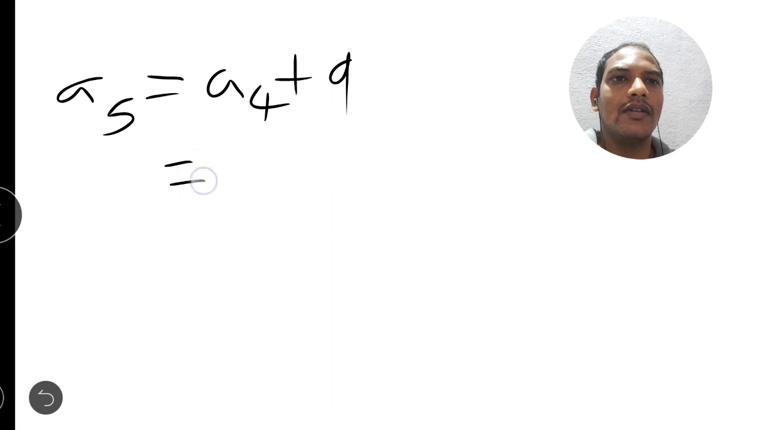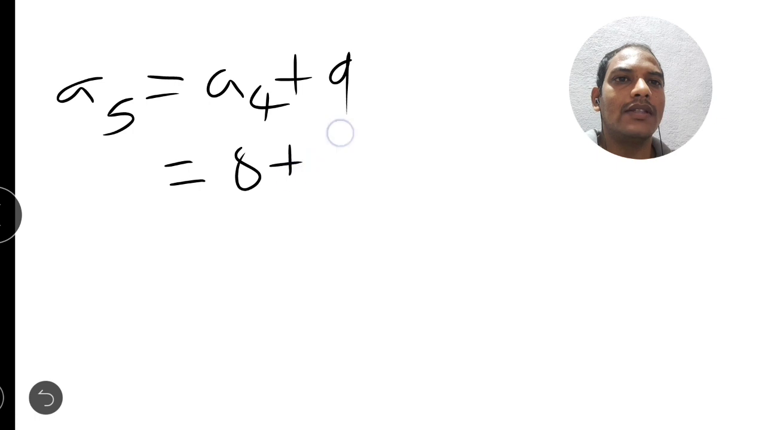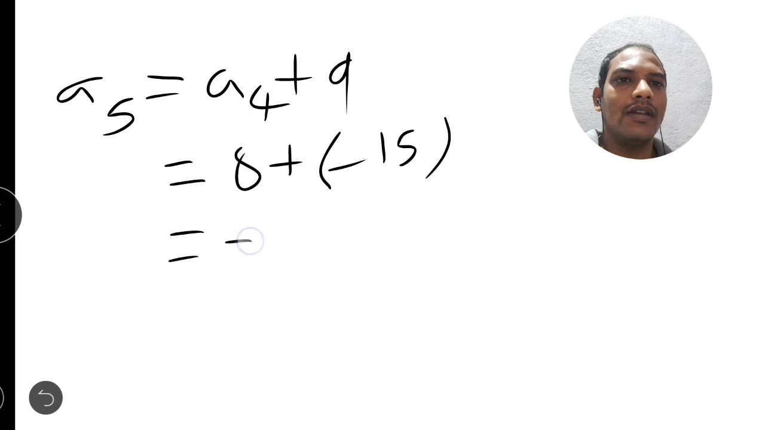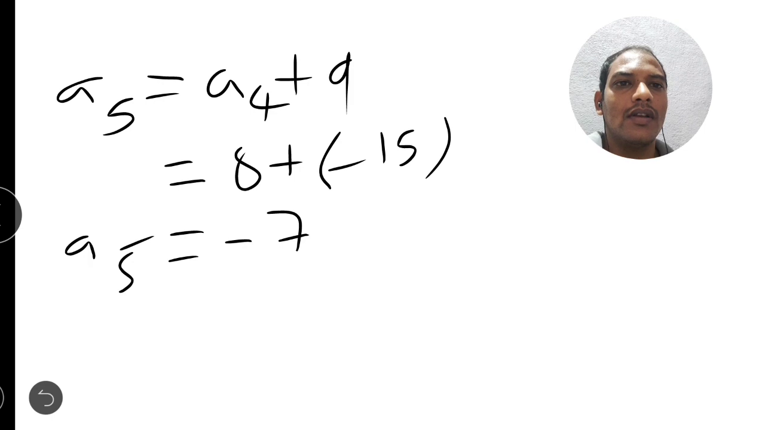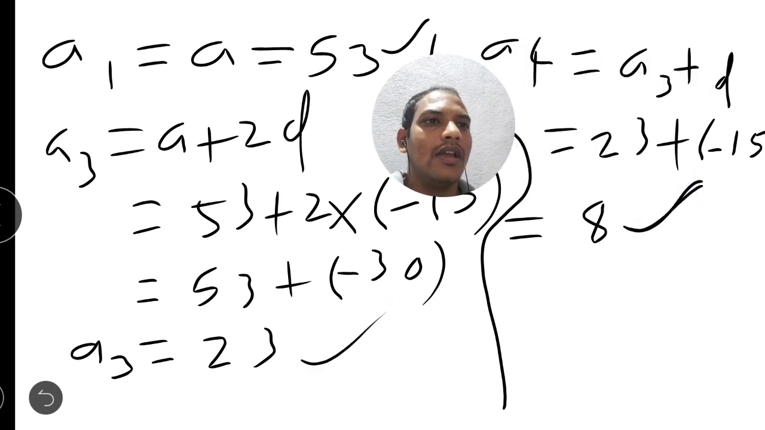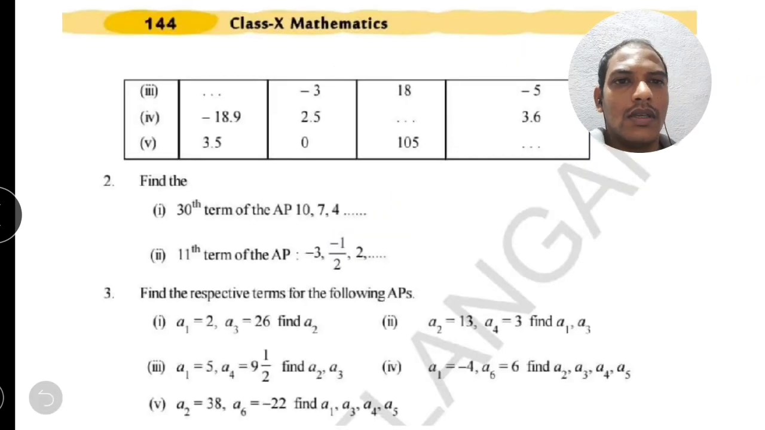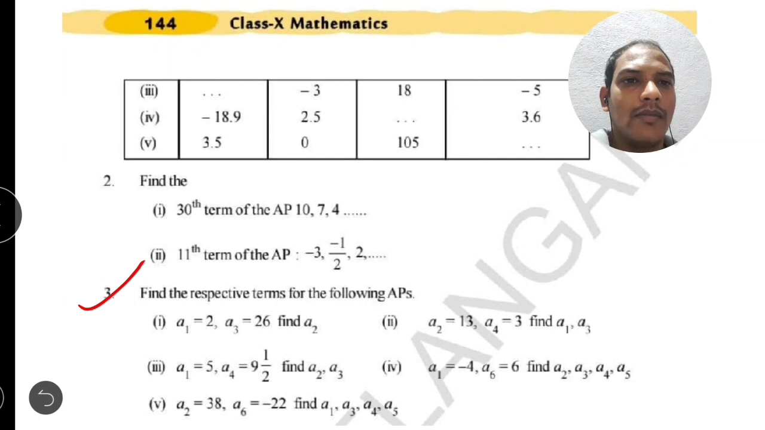Next, A5. A5 equals A4 plus D. So what is the A4 value? 8 is the A4 value. 8 plus the D value minus 15. 8 plus minus 15 is minus 7. So the A5 value is minus 7. So the A1 value is 53, the A3 value is 23, the A4 value is 8 and the A5 value is minus 7. So finally, the third bit is completed.